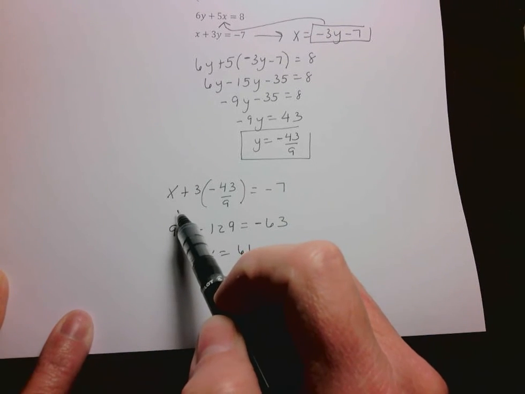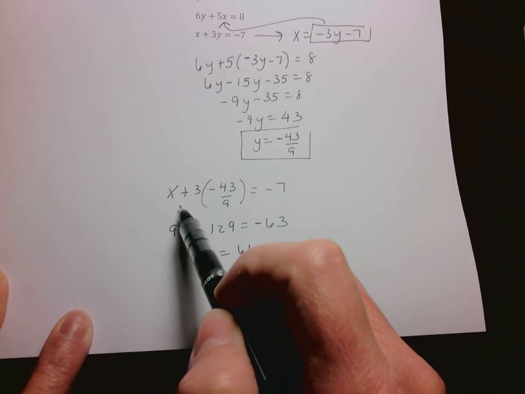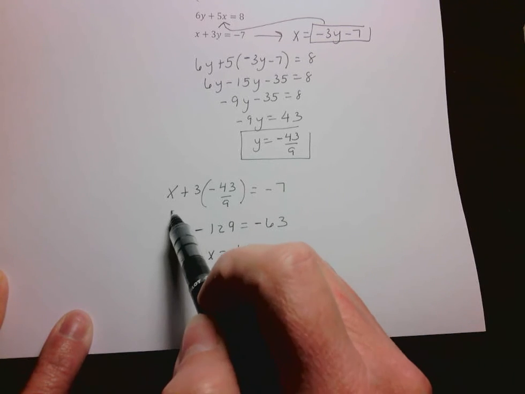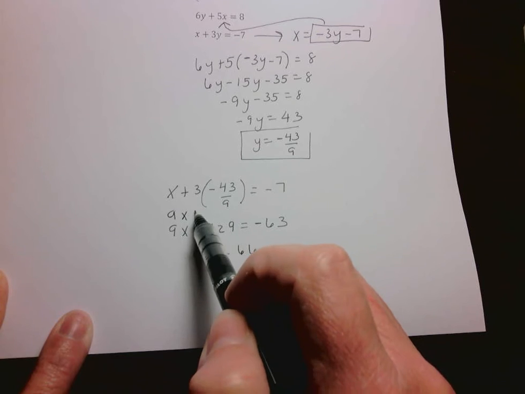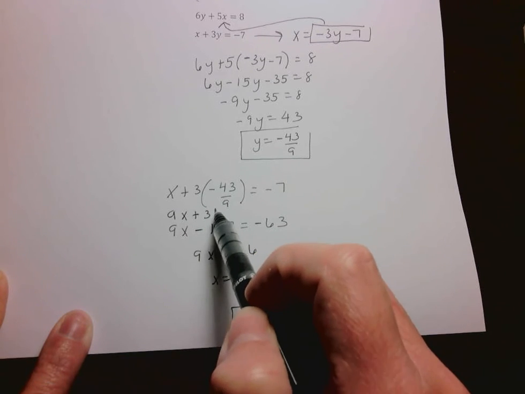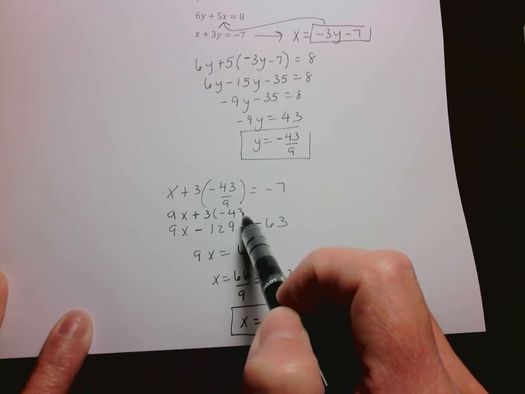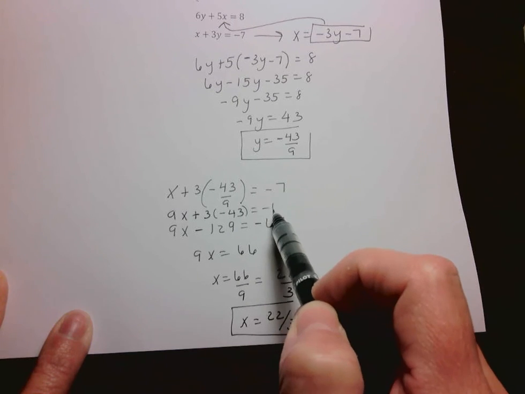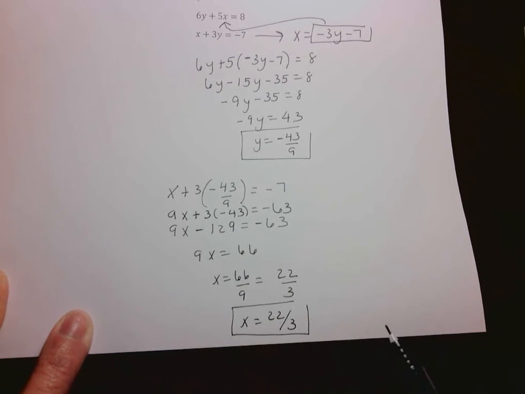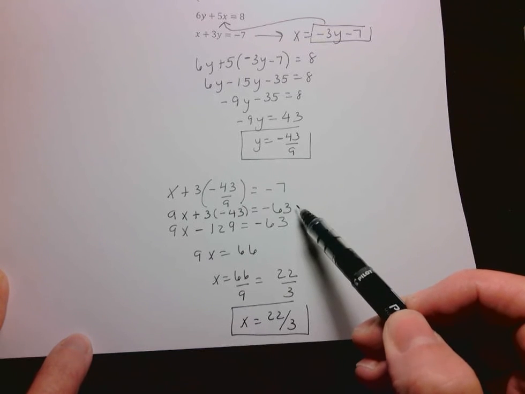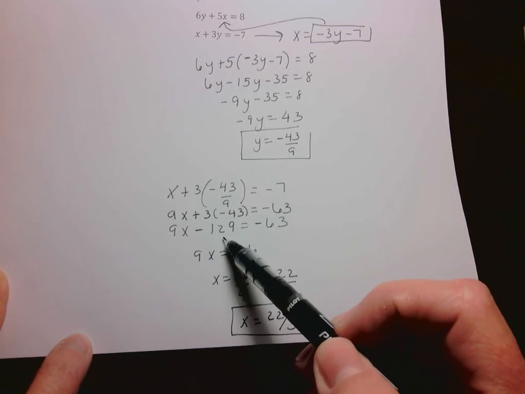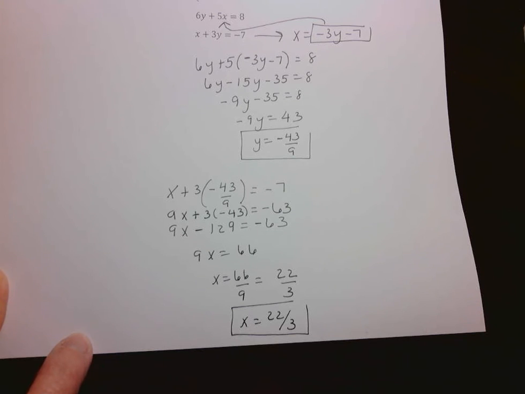I kind of skipped a step. Maybe let me make sure you understand what I did here. I multiplied each term by 9 to get rid of my denominator. There you go. Once I multiplied each term by my denominator, that's what I was left with. And then 3 times negative 43 is negative 129. Again, if you got this wrong, please redo it because yes, the math is going to get more complicated.